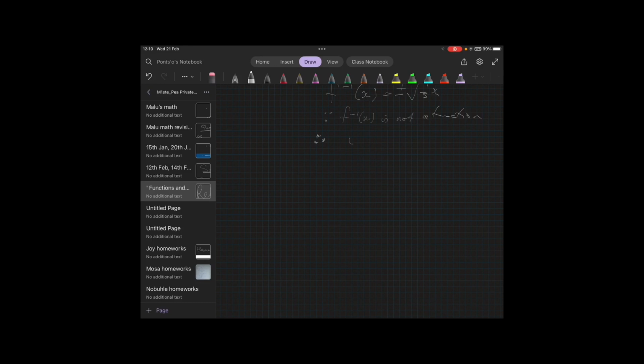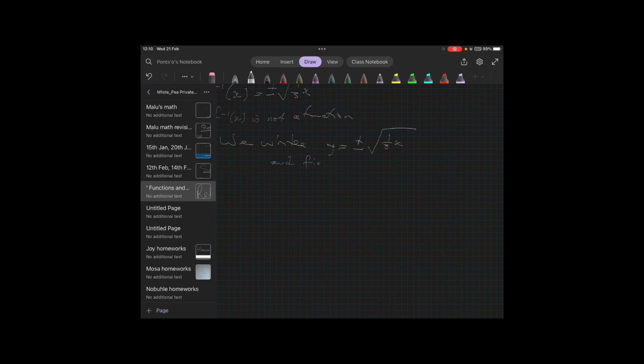Therefore, we write y equals positive or negative square root of a third x, and conclude that f is not invertible. Alright.